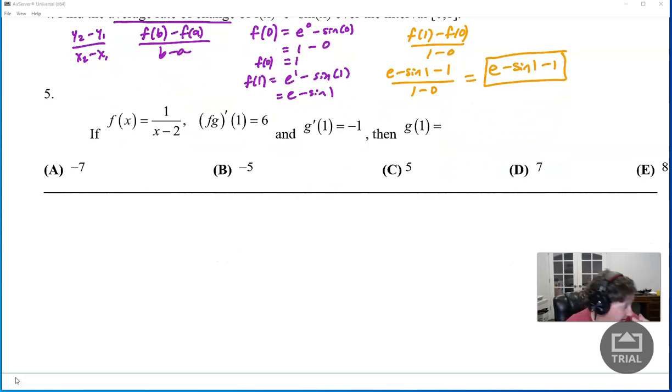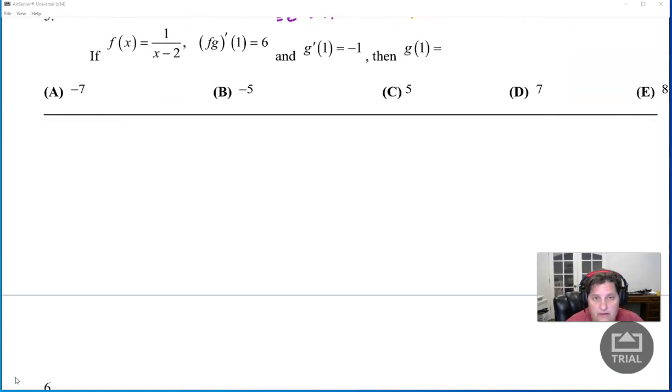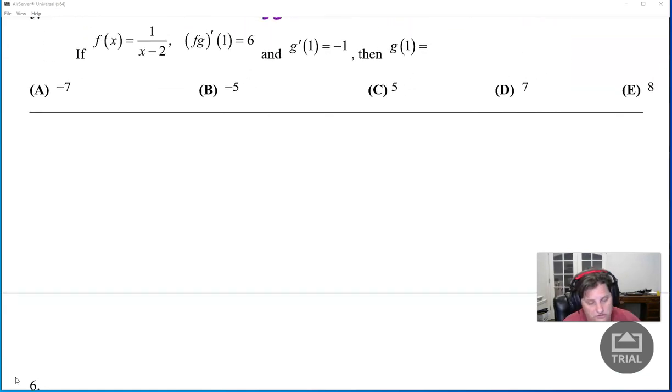Okay, number 5 is super tricky. When I look at this kind of stuff, I always am thinking, okay, what do I know? Well, it gives me an equation for f, so I know what f is. And it tells me that g prime is 1. I'm looking for g. And then it gives me this, which I'm like, what the heck does that mean? But that seems like the key to the problem. So let's take a look at what that means.